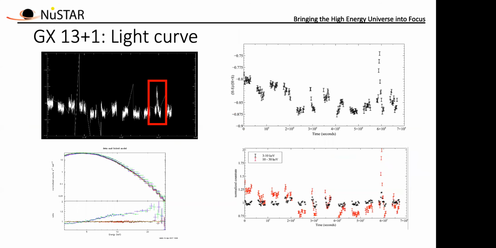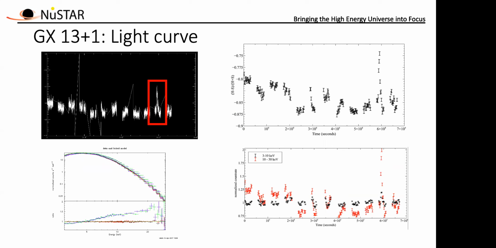Light curves for GX 13+1 as a burster. When I looked at the light curve here, you can see there's a burst there in the red box. And so I took a good time interval just with the burst itself and then compared it to the entire spectrum. And that's what you see in that little box below. You can see how different the spectrum is from the bursting itself. It's massively different.